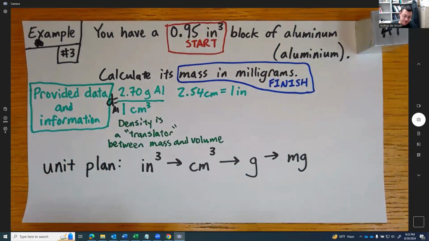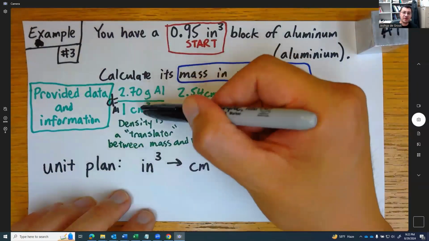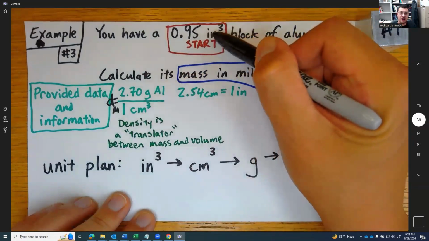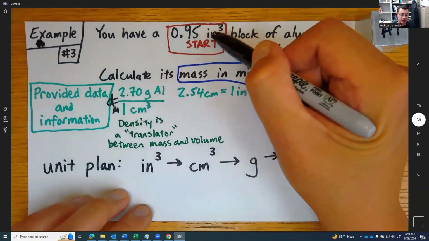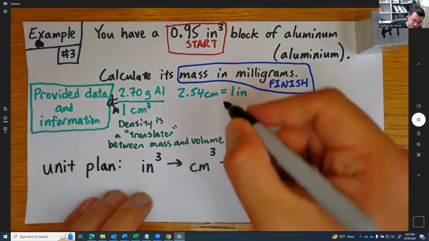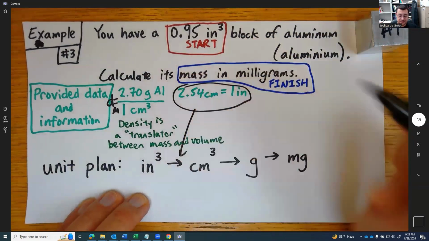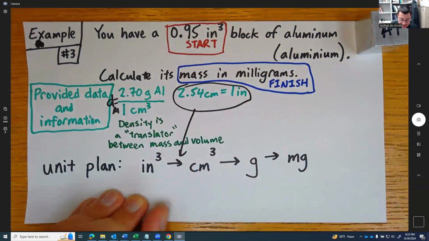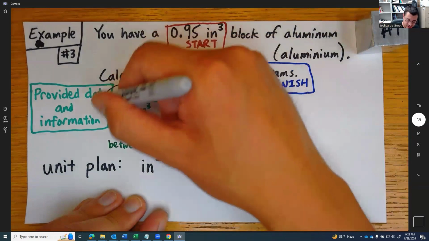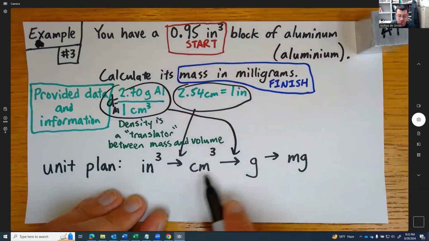The only issue being, though, that this density has grams and cubic centimeters. It doesn't have the cubic inches that we're actually working in. So we can convert that, though. We can use this piece of information right there. And then once we've gone to cubic centimeters, we're going to use density. I know it's getting a little bit messy here, to go from the volume world to the mass world.